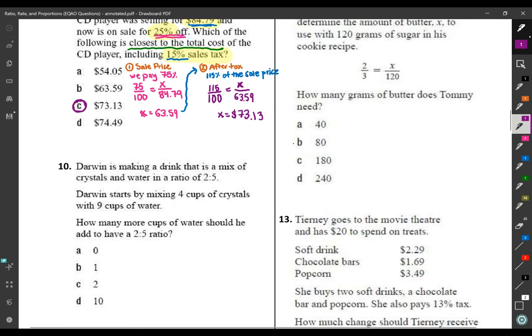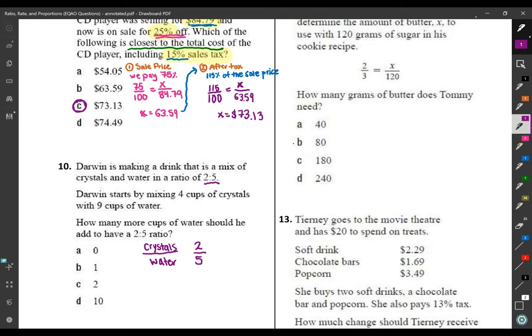Darwin is making a drink that is a mix of crystals in water in a ratio of 2:5. Okay. Darwin starts by mixing 4 cups of crystals with 9 cups of water. How many more cups of water should he add to have a ratio of 2:5? Well, let's see. So crystals over water, we know that that ratio has to be 2:5. So for every 2 cups of crystals, I need 5 cups of water.